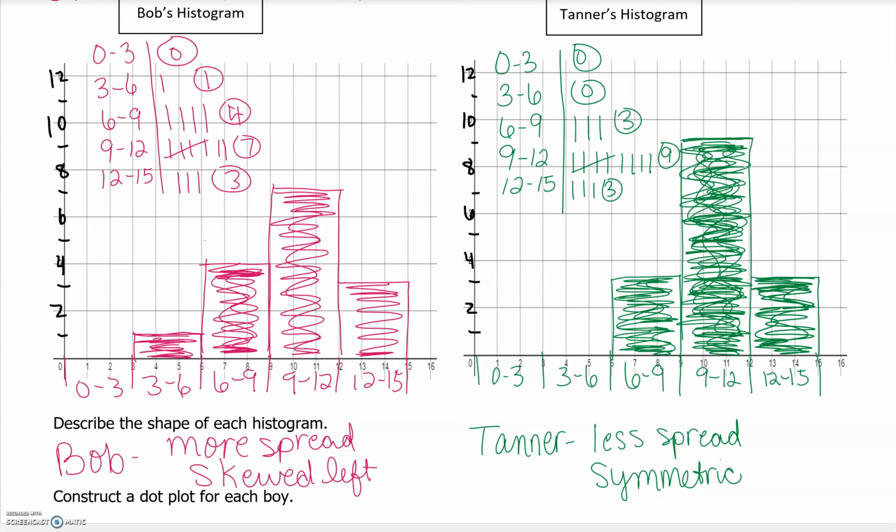Also, we have an outlier there, so it looks like Bob's histogram is skewed left, since most of the data falls on the right, and we have a tail off to the left. It's skewed left.